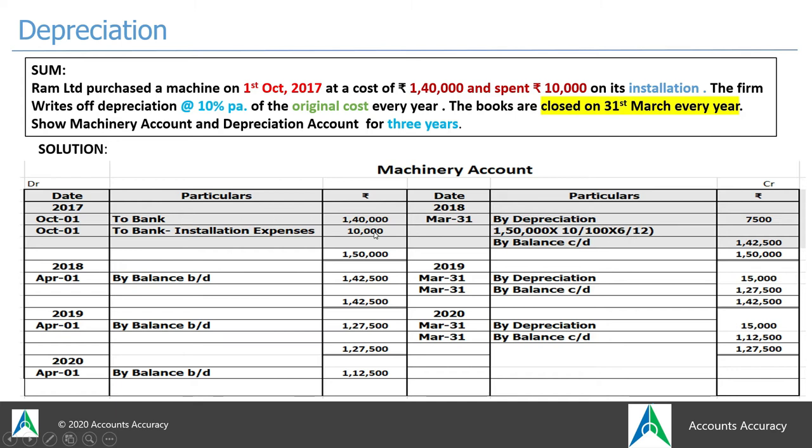And remember here, when the machine was purchased, cash went out. So that's why it would be written either to bank or to cash. Generally we write to bank because the amount is paid by cheque.